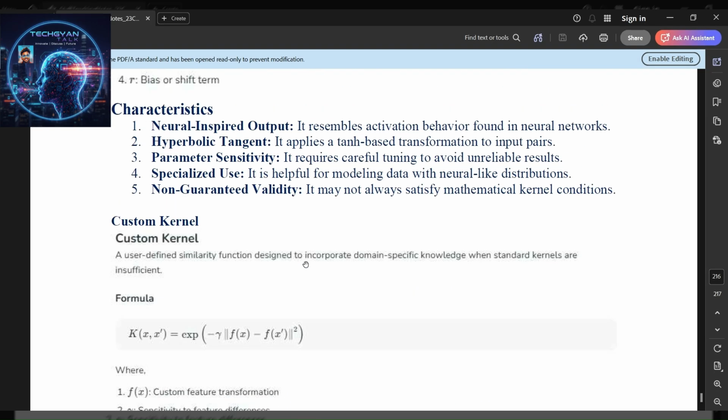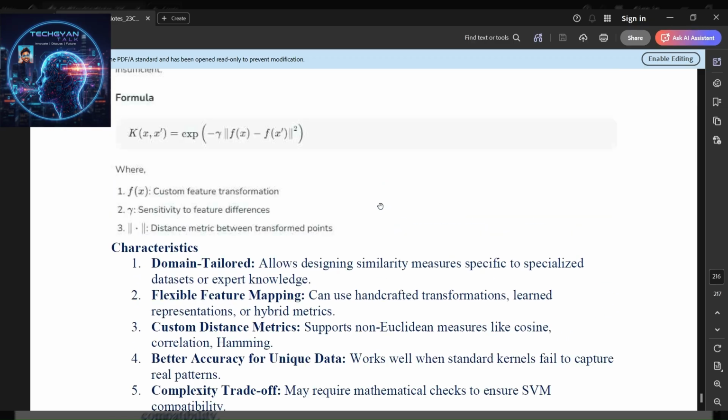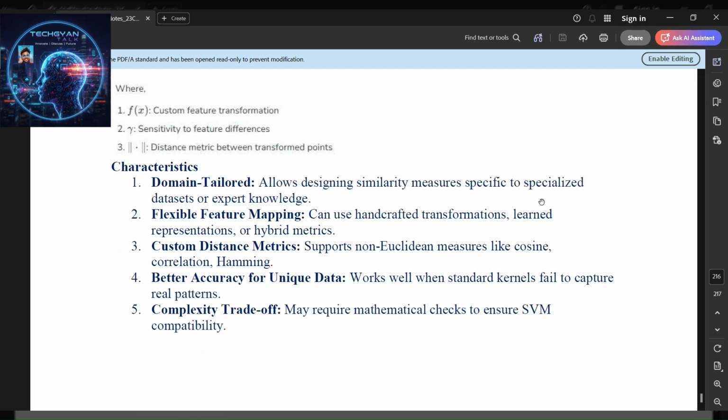Characteristics of the custom kernel. Domain tailored: it allows designing similarity measures specific to specialized datasets or expert knowledge. Flexible feature mapping can use handcrafted transformations, learned representations, or hybrid metrics. Custom distance metrics supports non-Euclidean measures like cosine, correlation, and Hamming. Better accuracy for unique data works well when standard kernels fail to capture real patterns. Complexity trade-off may require mathematical checks to ensure SVM compatibility.